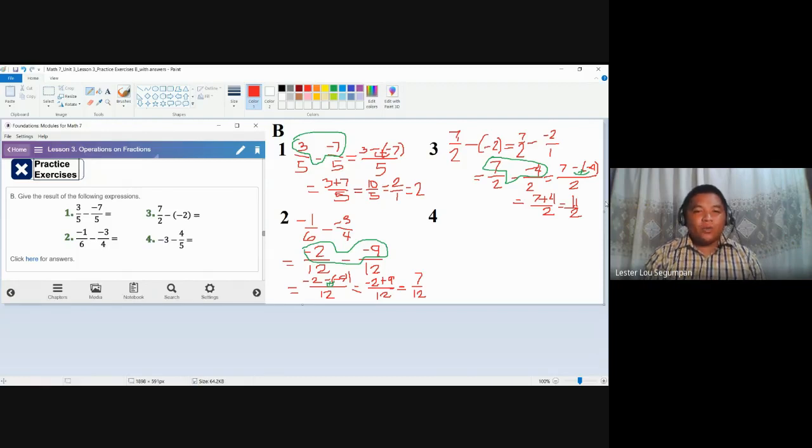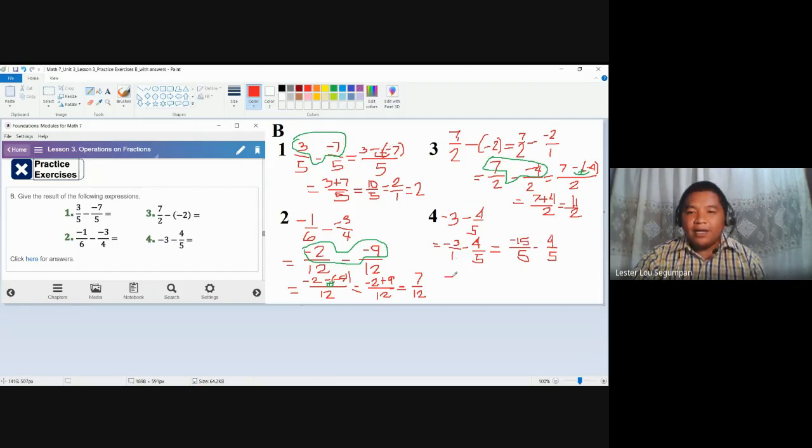Okay, so in numbers 1, 2, and 3, we notice that we have been applying the concept of double negative property. Let us try to find out what is the thing to be applied for number 4. So negative 3 minus 4 fifths. We could express negative 3 as negative 3 over 1 to make it a fraction minus 4 fifths. Make the fractions similar with denominator 5. So you have here negative 15 and you have here 4.